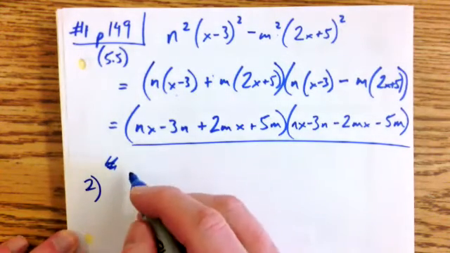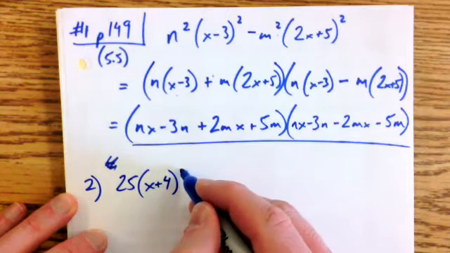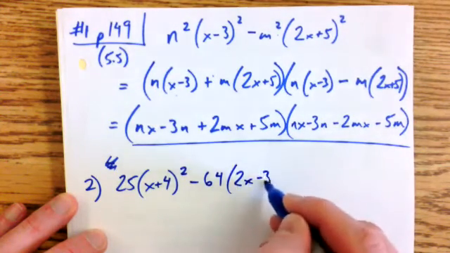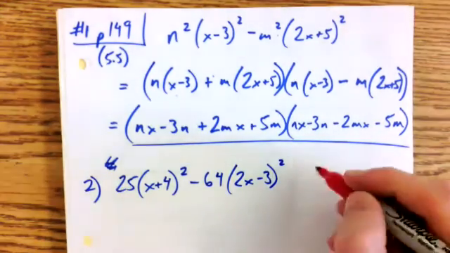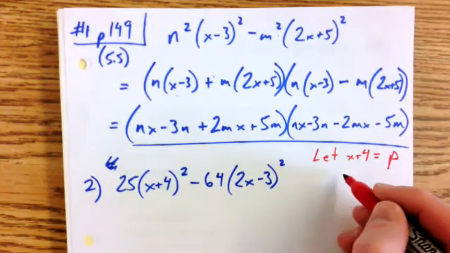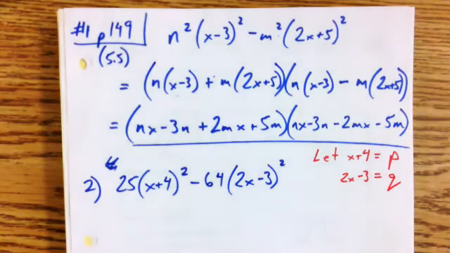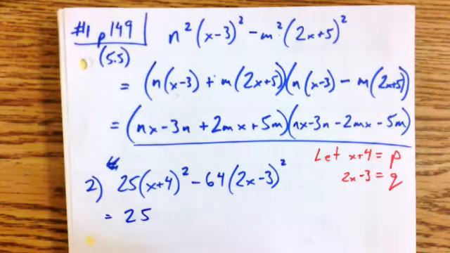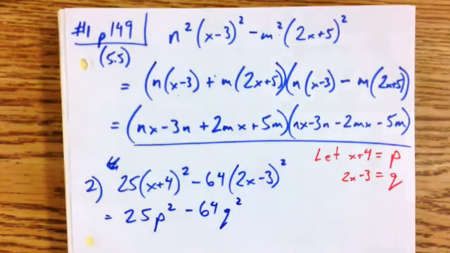So number 2, the question is 25 times x plus 4 squared minus 64 times 2x minus 3 squared. I'll say let x plus 4 equal p, and we'll let 2x minus 3 equal q. So we rewrite this as 25p squared minus 64q squared.